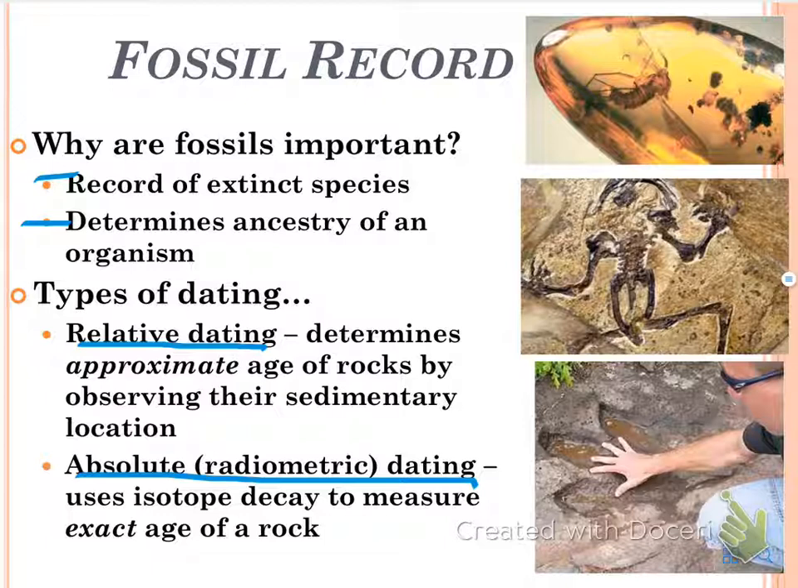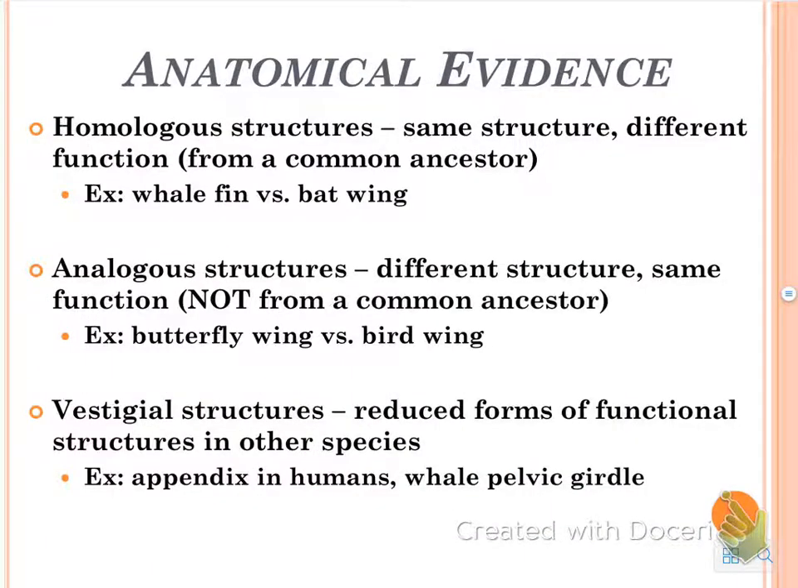Okay? If you go into a class that talks about more of the Earth systems and fossils and rock layers, you'll get much more into absolute dating. So anatomical evidence is the second thing, and there's a couple terms that should be familiar to you. So the terms homologous and analogous. But there's also something called a vestigial structure. So let's quick review. Homologous, if you remember, homo means same.